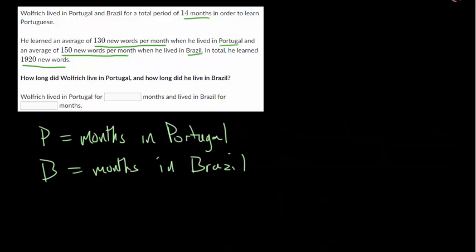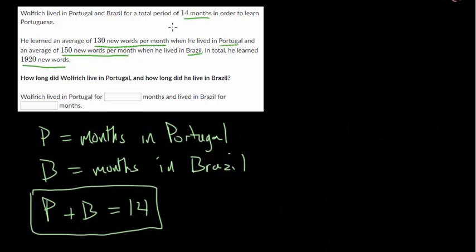Now, the first equation comes from this piece of information up here that he lived in both of them for a total of 14 months, which means that the months in Portugal plus the months in Brazil would be 14. So we can set that up pretty quickly. So P plus B is 14. So we got one equation. Now we need to figure out the other one, and the other one will be a little bit more challenging.